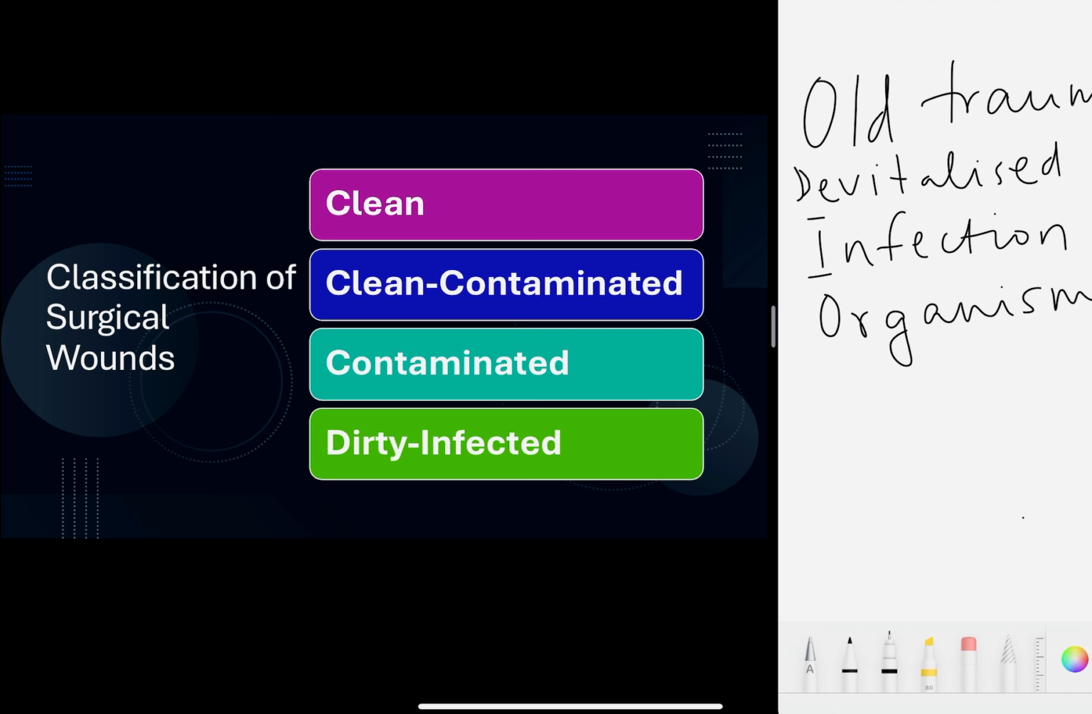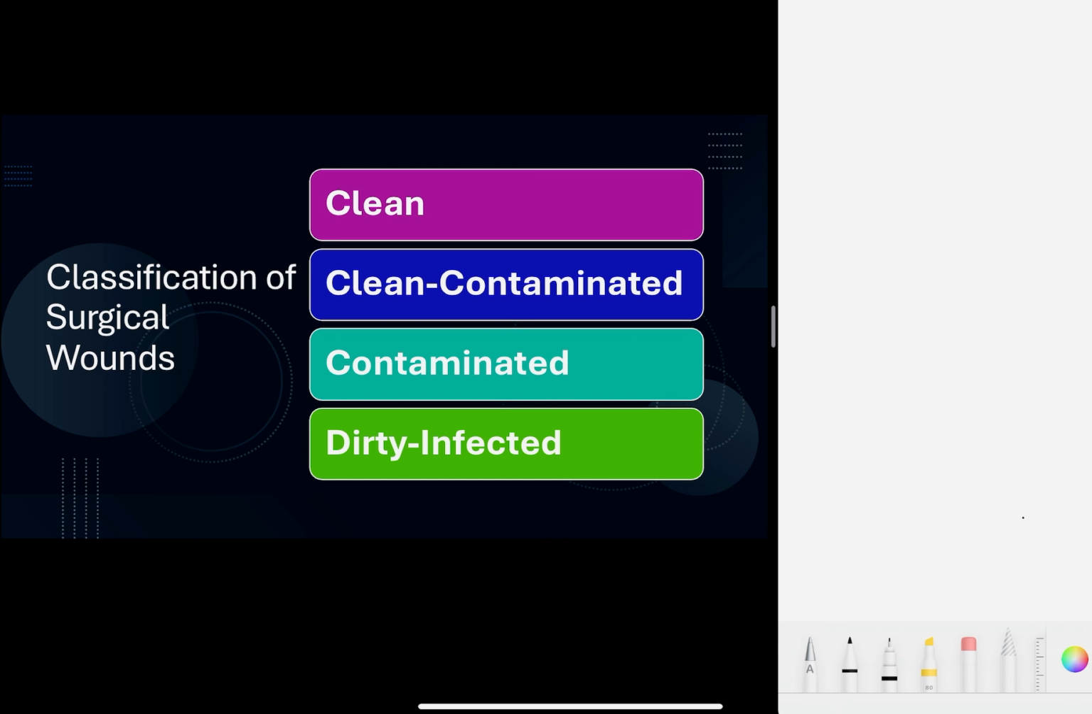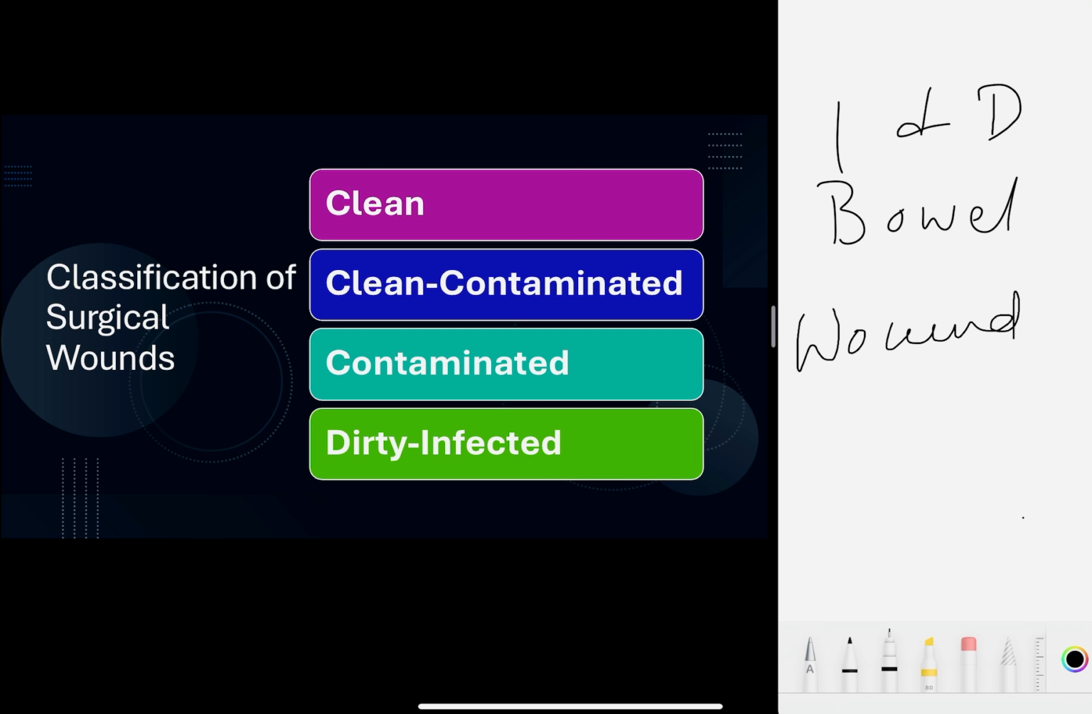So what are some of the examples? Examples are abscess, incision and drainage. Then perforated bowel. Then wound debridement. And there may be gangrenous tissue. These are all examples of class 4 dirty infected wounds.